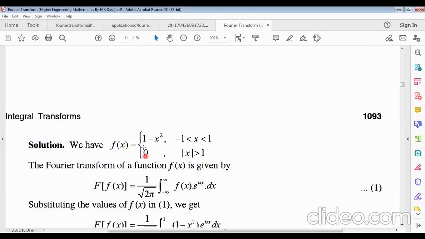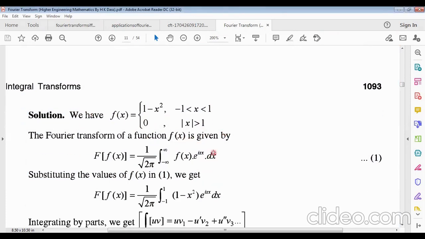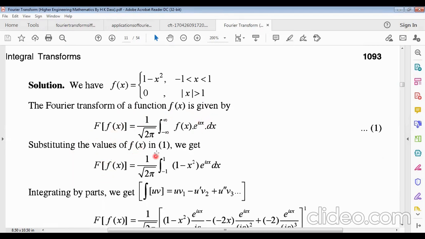This is the given function f of x. Now the Fourier transform of f of x is given by this formula. You must know this is the Fourier transform of f of x. Now substituting these values of f of x in equation 1, as in a previous example, the Fourier transform of f of x will be 1 by root 2 pi, integral from minus 1 to plus 1 of f of x, which is 1 minus x square, times e to the power isx dx.